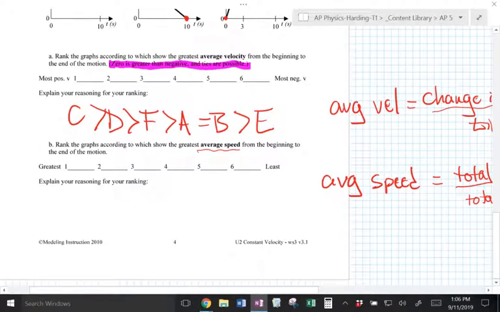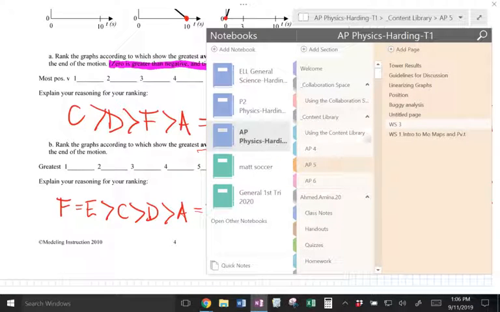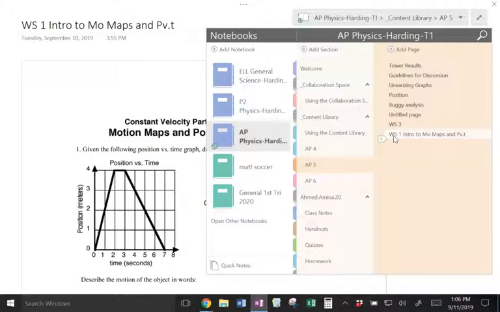All right, so what did we have? So it's F equal to E greater than C greater than D greater than A equal to B. All right. Cool. So then we're going to slide on to this thing.